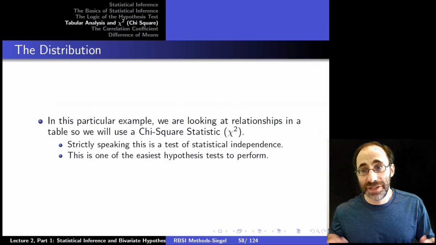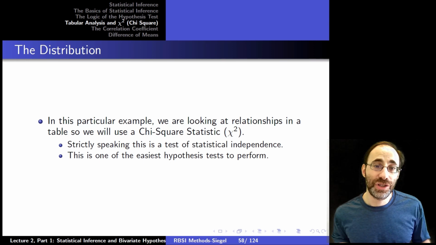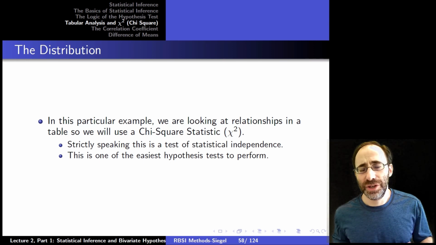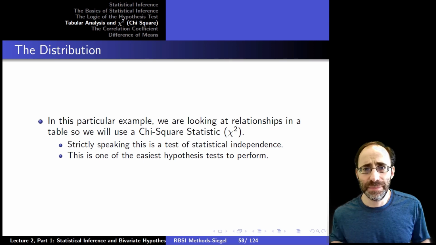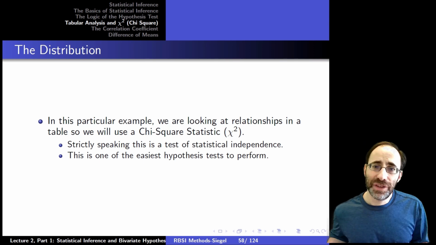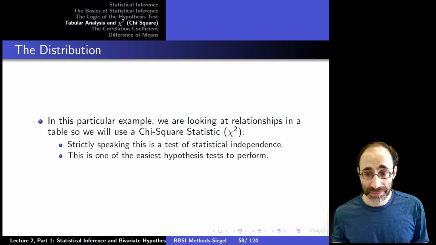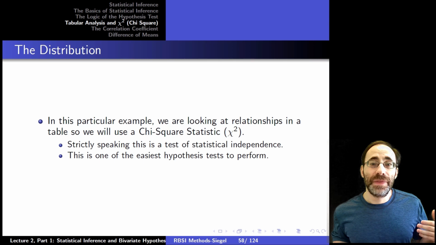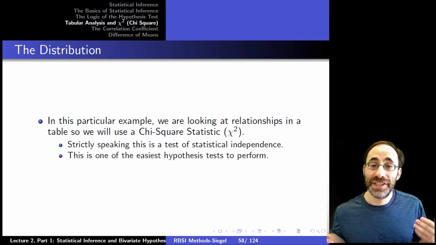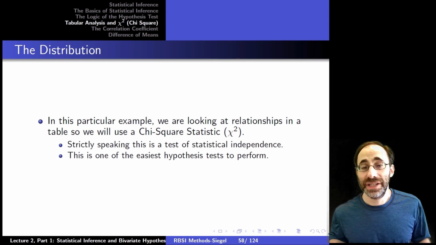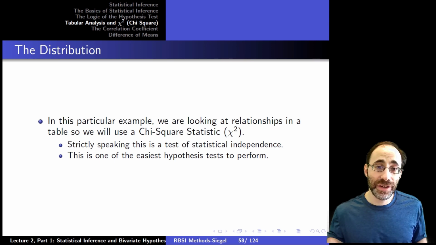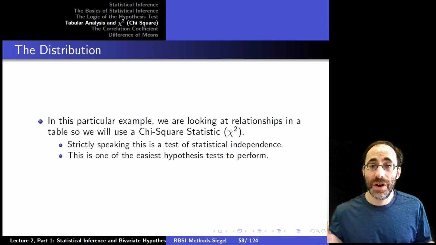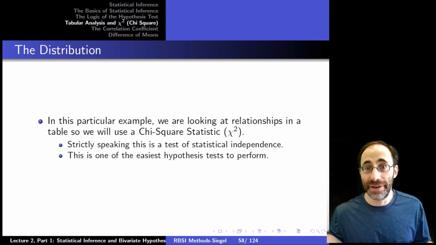Now, the third step of our sequence of steps was to figure out the sampling distribution. Here, we're going to be looking at relationships in a table, so this tabular analysis, and we're going to have to use something called a chi-squared statistic and a chi-squared distribution. This is going to be a test, strictly speaking, of statistical independence. We're going to see if the values in one variable are independent of the values in another variable.